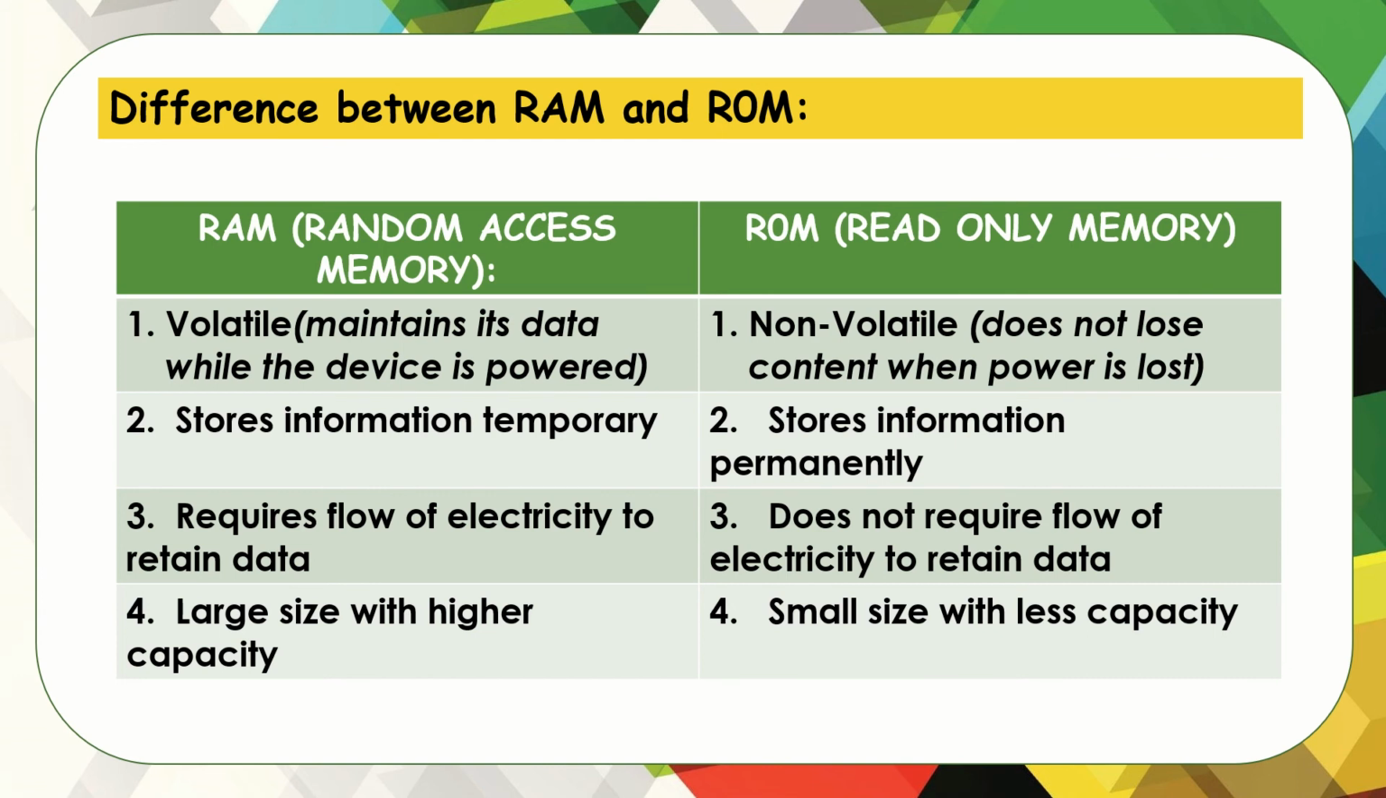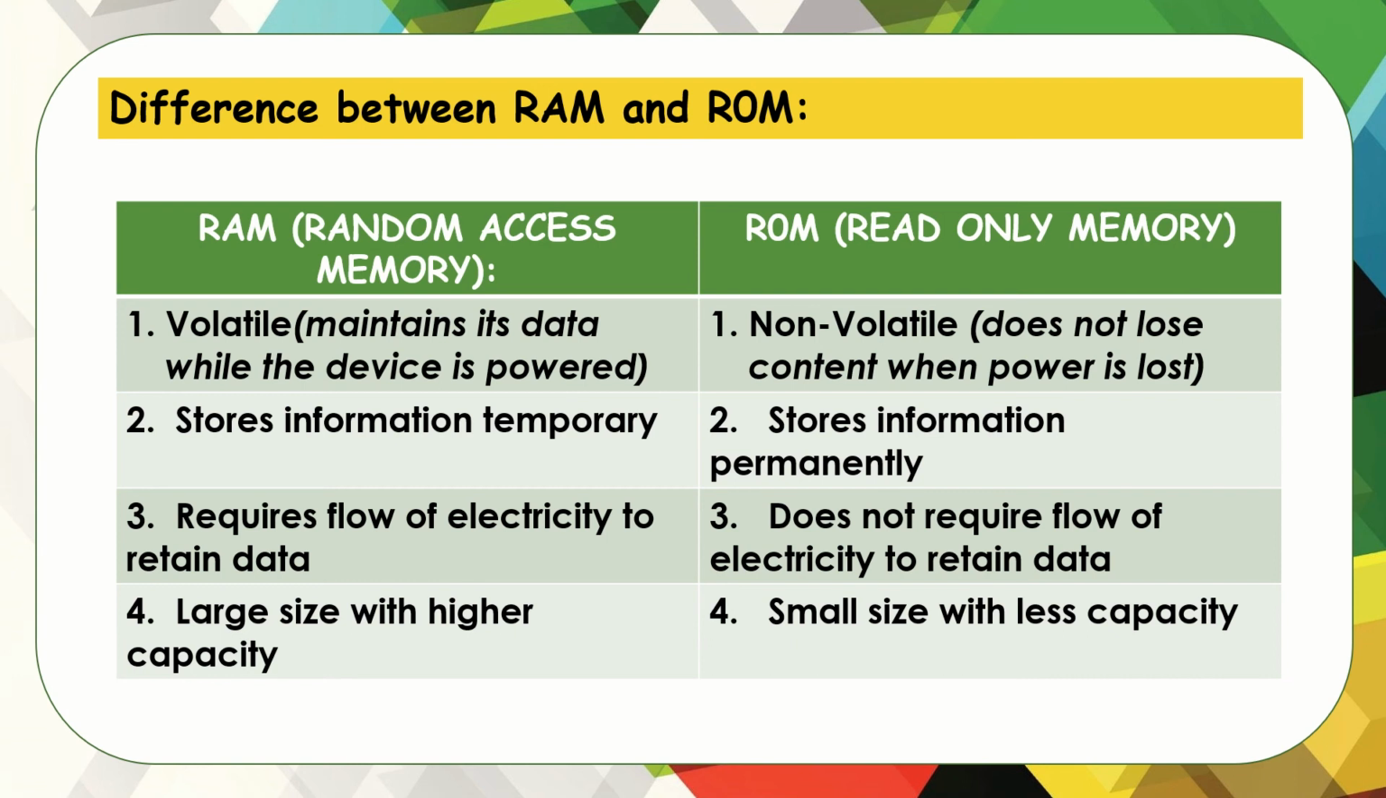Why is the RAM called volatile memory? Because the main drawback of RAM is that it is a volatile memory; when the power goes off, the content of RAM gets erased. It only maintains its data while the device is powered. Once the power is off, the content of the RAM gets erased. But ROM is called non-volatile because it does not lose any content when the power is lost. Got it? This is the main difference between RAM and ROM.